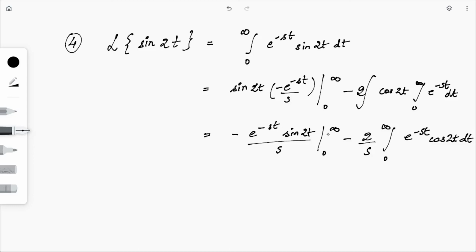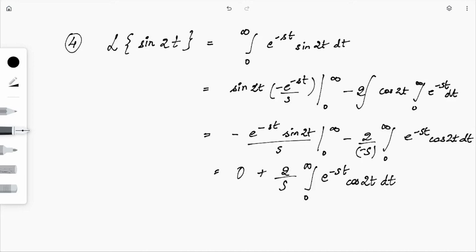So e raised to minus st, this e raised to minus infinity becomes 0, and the next value for t is 0. So e raised to 0 is 1, but sine 0 is 0. So again this term reduces to 0, right? So this becomes 0, and what else do we have? We have plus 2 by s into integral 0 to infinity e raised to minus st cos 2t dt.